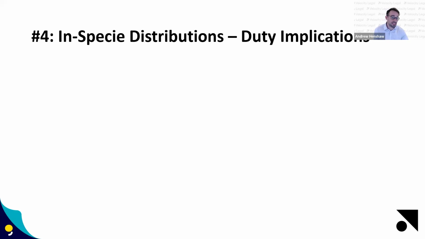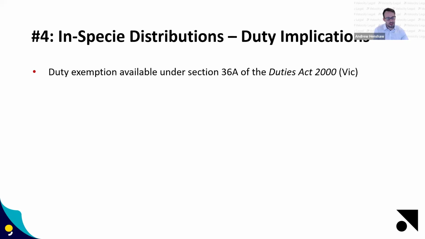In addition, if you're transferring real property, you may have duty implications. Now, if you're lucky enough to be in the great state of Victoria, there is a duty exemption for transferring property from a trust out. In other states, they're not as generous. It's one rare instance where there's possibly less tax in Victoria than other states.